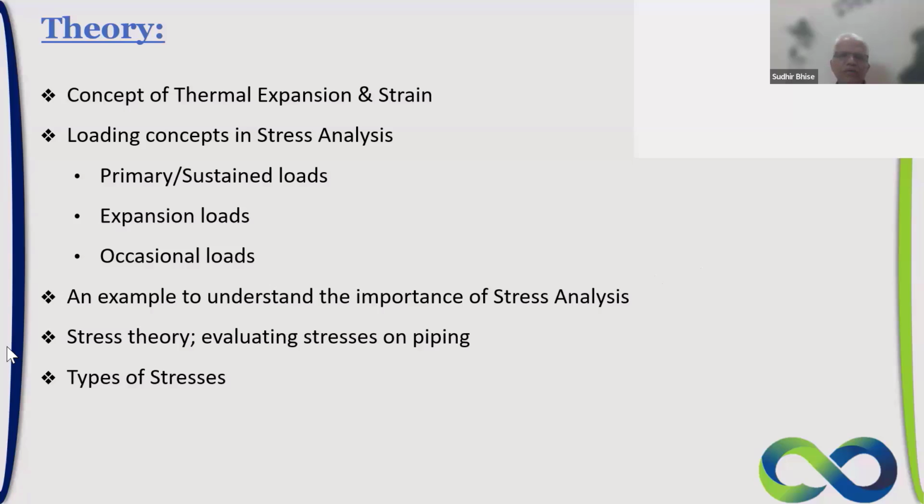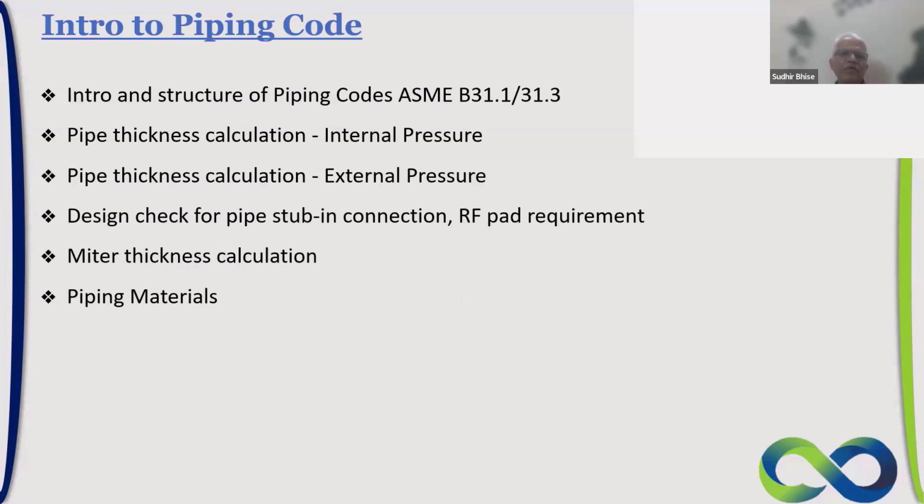So we are going to study that in depth in our session. Then we are going to have some introduction to the piping codes. We are going to study in depth one piping code, which is going to be the most important, that is 31.3, from the point of view of the various industries that are going to be using this piping.